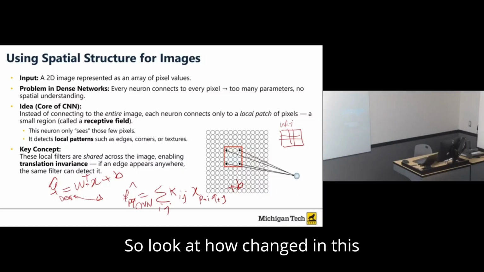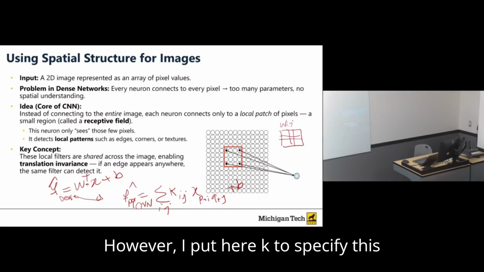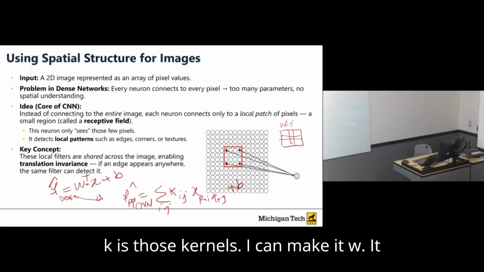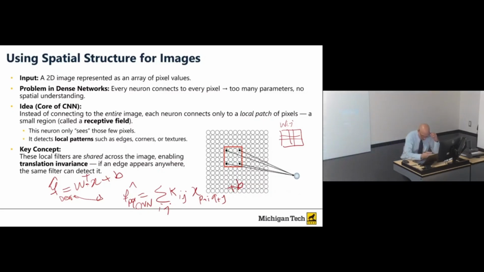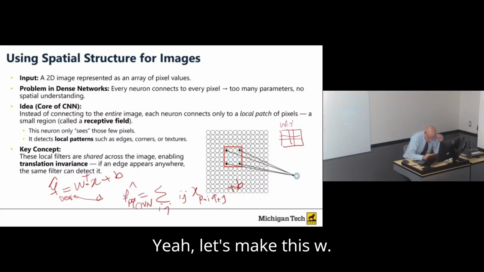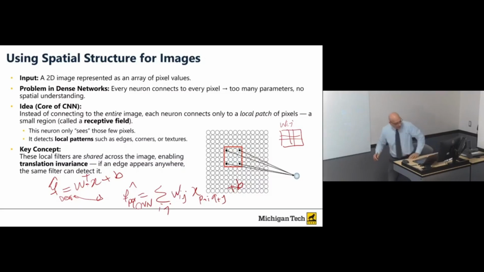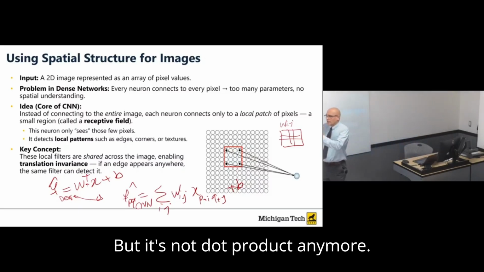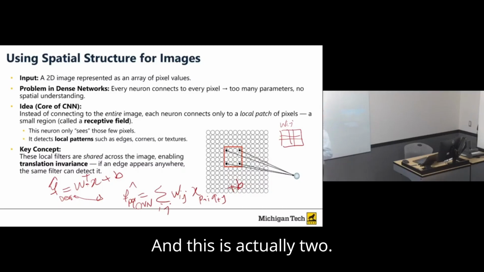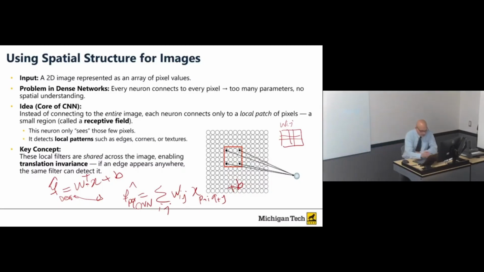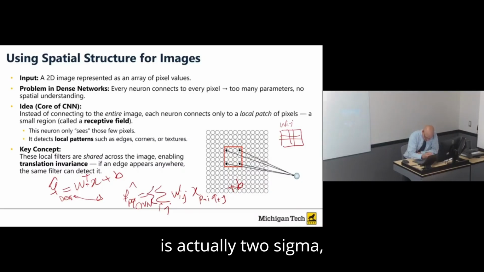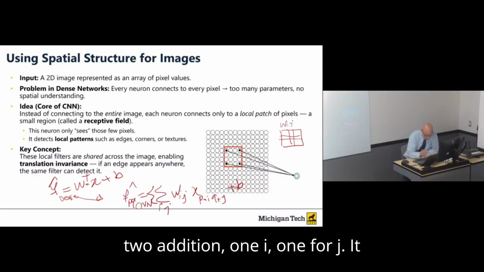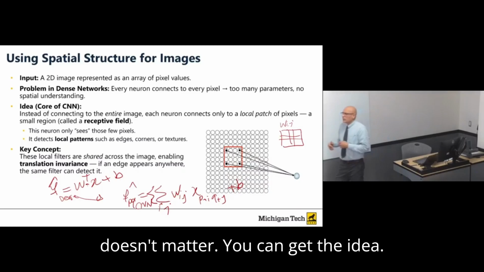So look at how it changed. In this pattern, it's kind of the same. However, I put K here to specify that these are the kernels. I can make it W, it doesn't matter. Let's make it W to be similar. But it's not a dot product anymore. And this is actually two sigmas, two additions, one for I, one for J. It doesn't matter, you can get the idea.